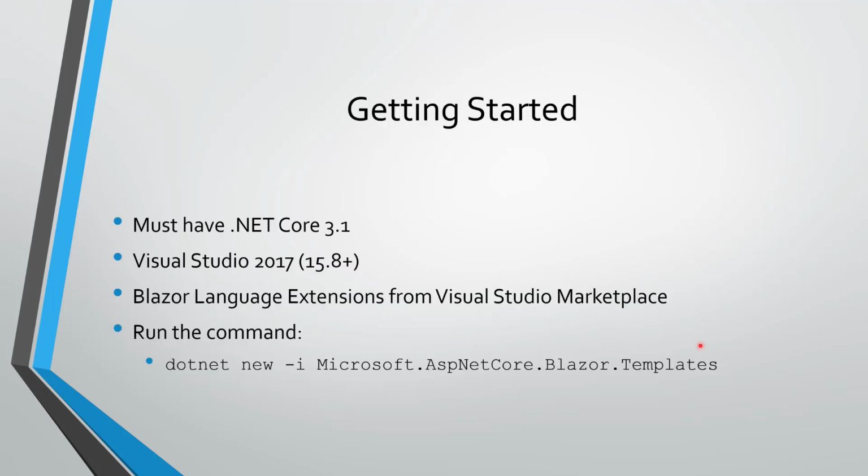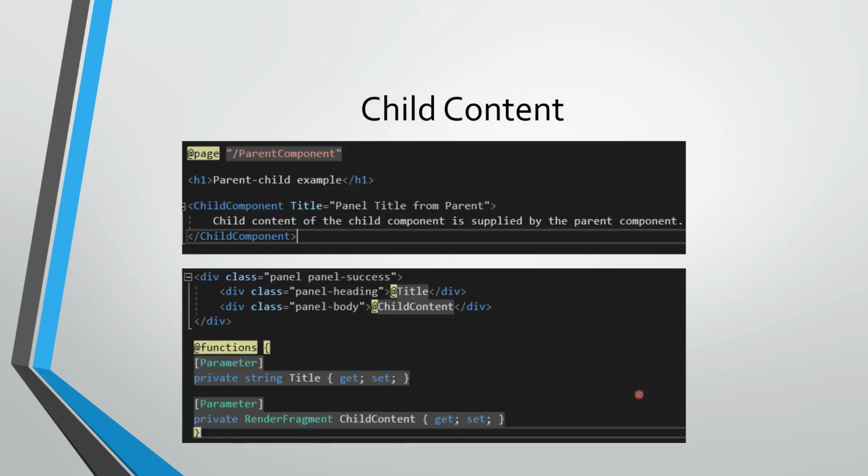Okay, so I mentioned before you need to have Core 3.1. This is wrong. You need Visual Studio 2019, 16.6. You don't need the Blazor language extensions from Visual Studio Marketplace. It's now built into Visual Studio. And this is no longer a command, but you'll see it in the upcoming slide. So let me show you a little bit of the cool stuff, then we'll jump into the hello world.